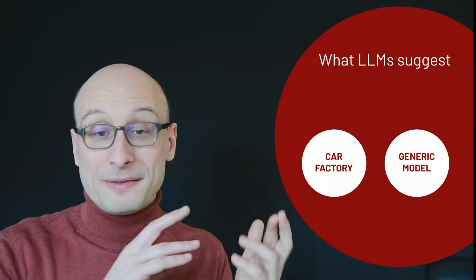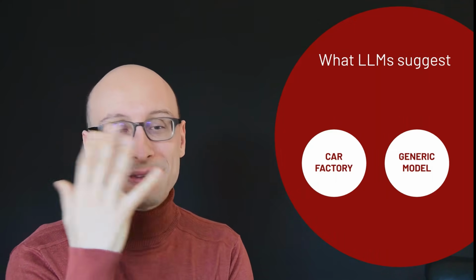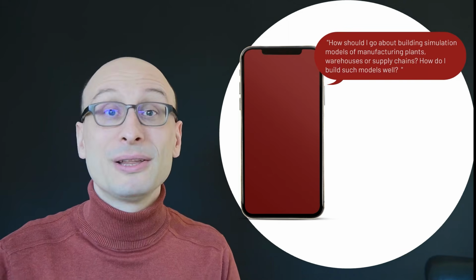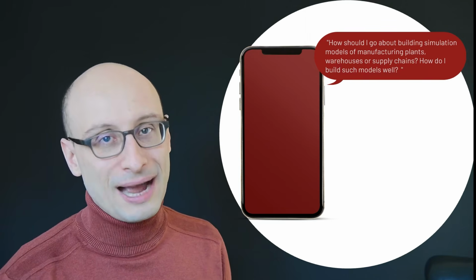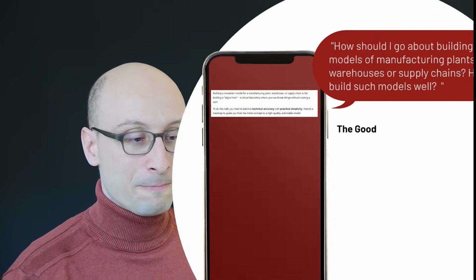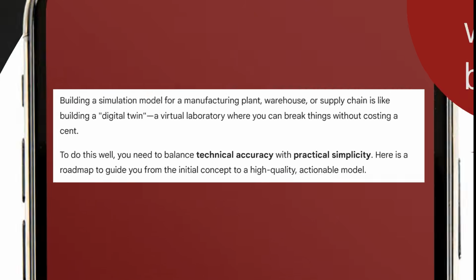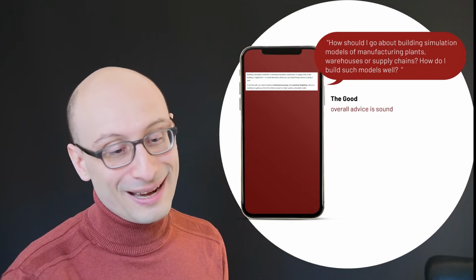So maybe as the engineer, you have a hunch, I don't really trust LLMs. Maybe I should ask in a more generic way, you know? So he does that and tries to figure out, how should I actually go about building such a model? In general, how do I build such models? Well, explicitly asking, you know, how do I do this well? And again, not all bad here. It actually does say, you know, we need to balance accuracy with simplicity. That's fair, but it also does say that you can break things without costing a cent, which is patently false and ridiculous, really. So yeah, let's be charitable still.